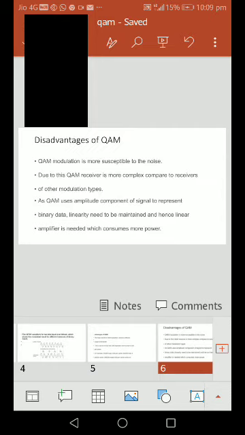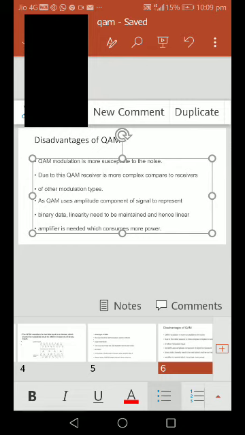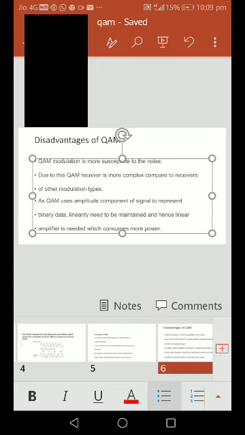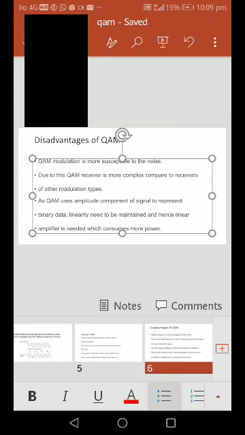The disadvantages of QAM, quadrature amplitude modulation: in this, amplitude and phase are both shifted. The modulation is more susceptible to noise. Due to this, the QAM receiver is more complex compared to the receivers of other modulation types. As QAM uses the amplitude component of the signal to represent binary data, linearity needs to be maintained. Hence, a linear amplifier is needed, which consumes more power. This is the way we have the disadvantages of QAM.